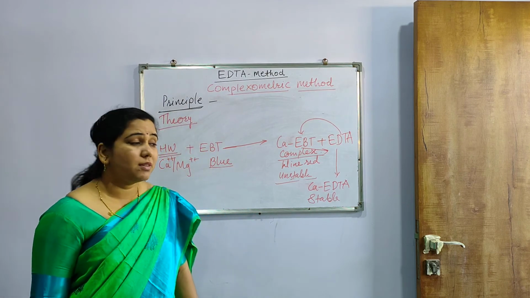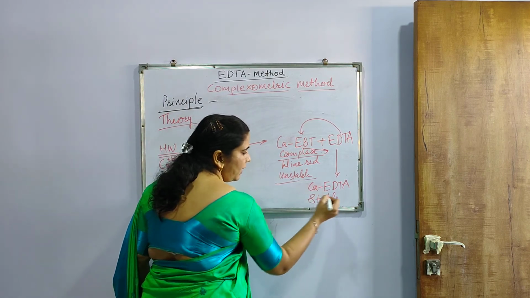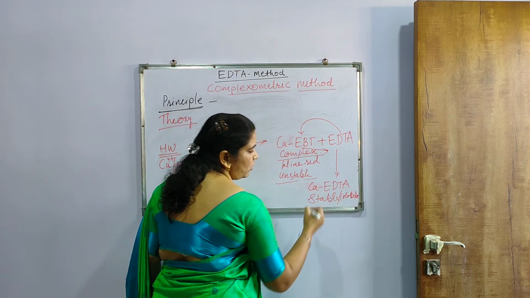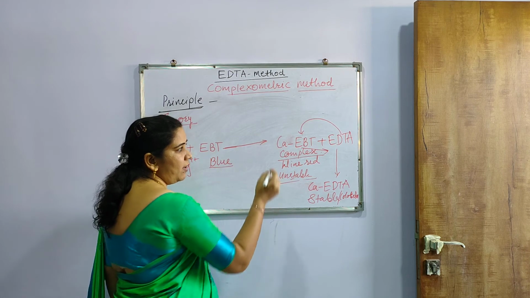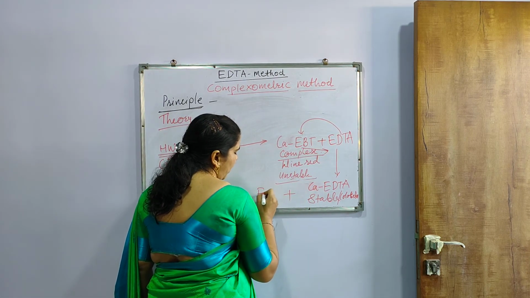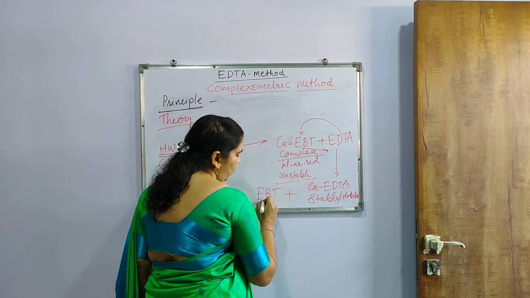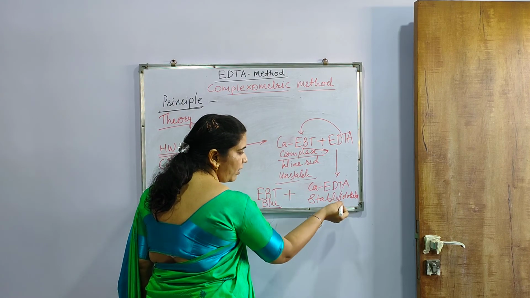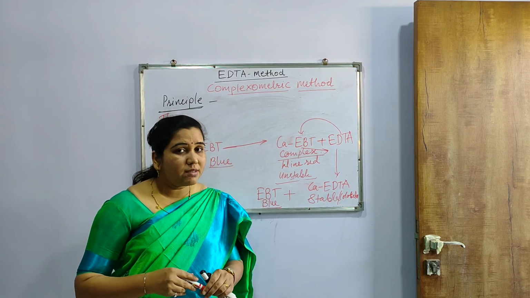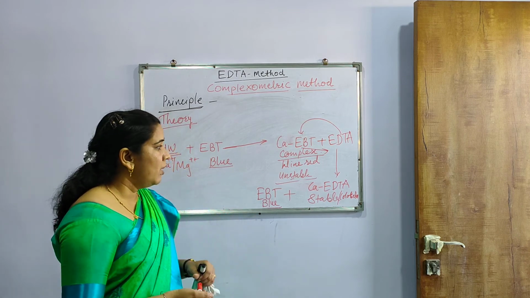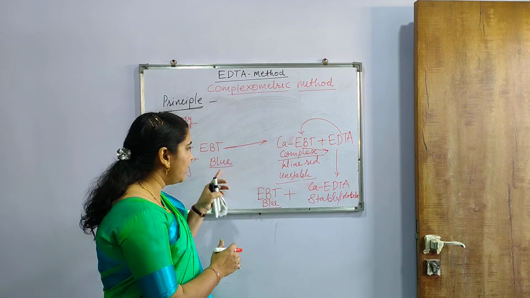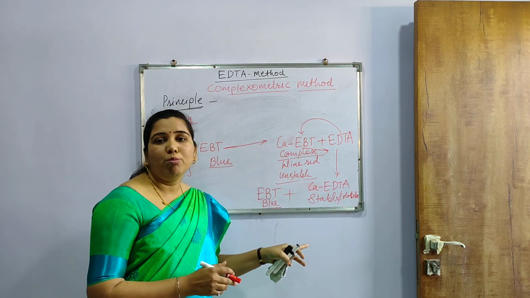A very stable complex, Ca-EDTA. Now the Ca-EDTA is a colorless complex. There is no color to this particular complex. So when the Ca forms a complex with EDTA, the EBT is released, and we know that EBT is a blue colored solution. So this colorless complex solution now looks like a blue colored solution. That's why whenever we carry out the procedure, we can see that when EDTA is added, the color changes from wine red to blue.